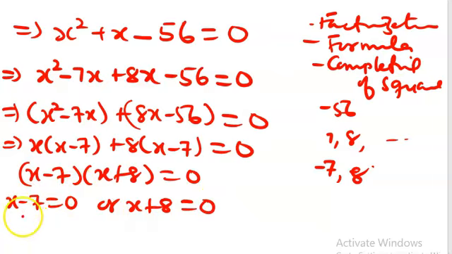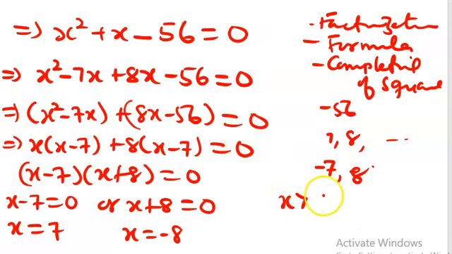We then find the value of x in each case. Over here, when we add 7 to both sides, we have x to be 7. Or here, when we transfer 8 to the right hand side, we have x to be minus 8. Now because x is a positive integer, that is x is greater than 0, then we have x to be 7.